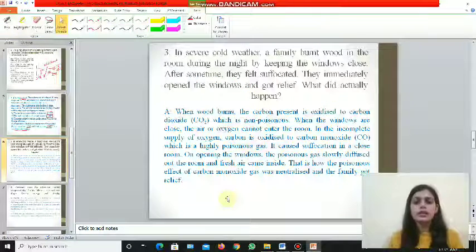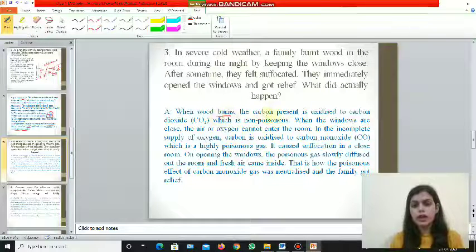Next question: in severe cold weather, a family burned wood in the room during the night, keeping the windows closed. After some time, they felt suffocated. They immediately opened the window and got relief. What actually happened? The answer: when wood burns, the carbon present in the wood is oxidized to carbon dioxide, which is non-poisonous. But when the windows are closed, air or oxygen cannot enter the room, and the air cannot move in the room.